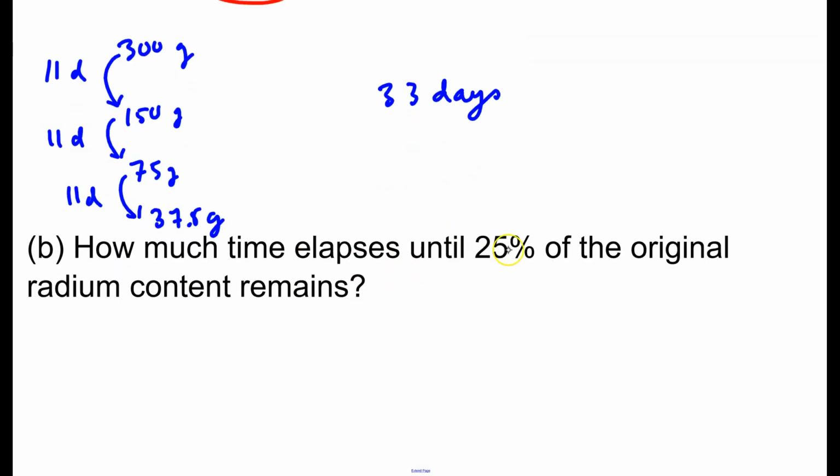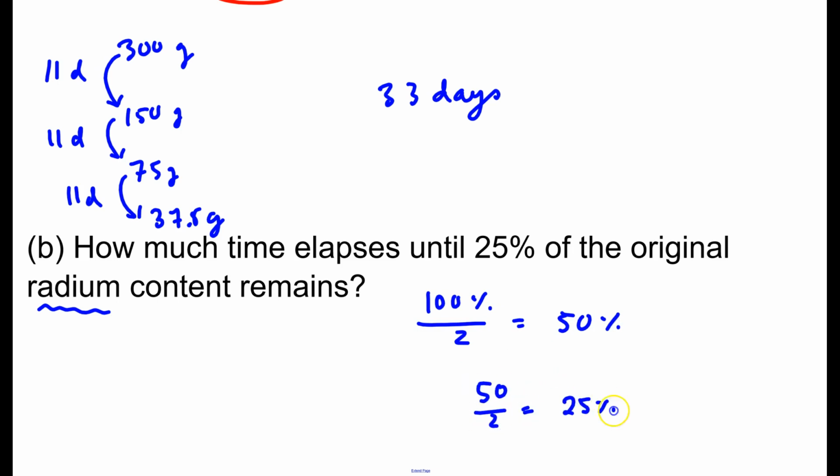Part B says, how much time elapses until 25% of the original radium content remains? And this is again the same. Divide by 2 and you're at 50. Divide that by 2, you're at 25. How many times did we divide? Twice. So 2 half-lives passed, and each of those half-lives is 11 days, which gives us 22 days total.